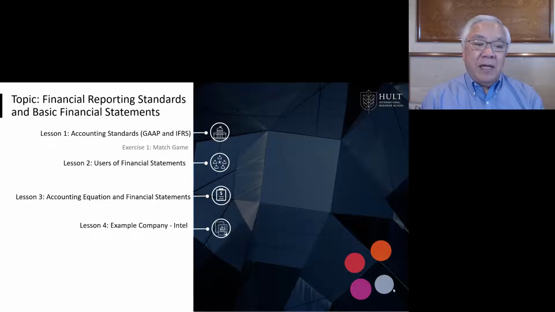Our next topic is financial reporting standards and basic financial statements. Here we'll have 4 lessons, starting with accounting standards. Next, the users of financial statements. Third, the accounting equation and identifying the basic financial statements. And then looking at an example company, in this case Intel.